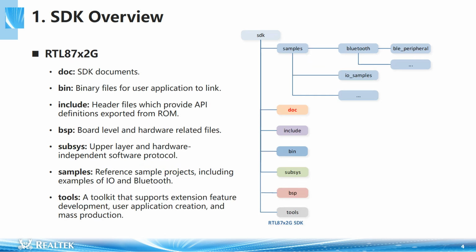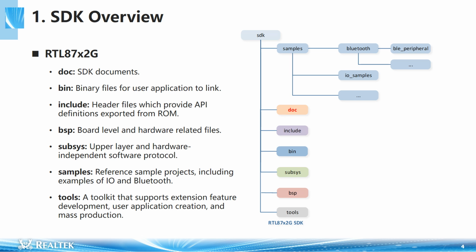For the RTL87X2G SDK package, the top-level directory contains the following contents with the following adjustments. Doc, SDK documentation. Bin, binary files for linking user applications. Include, interface header files exported from ROM. BSP, files related to board-level and hardware-specific aspects. SoC, software protocols that are upper-layer and hardware-independent. Samples, reference sample projects, including I/O and Bluetooth examples. Tools, a toolkit for developing extended functionalities, creating user applications, and large-scale production.